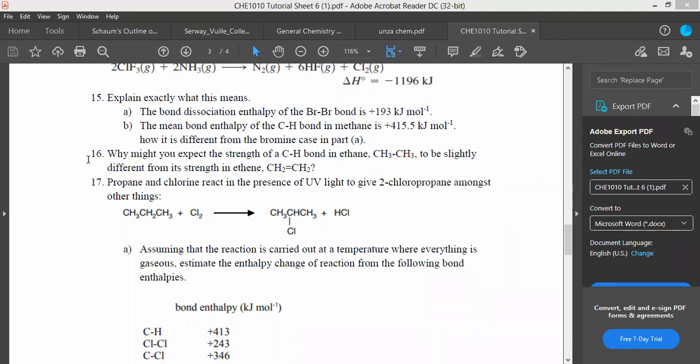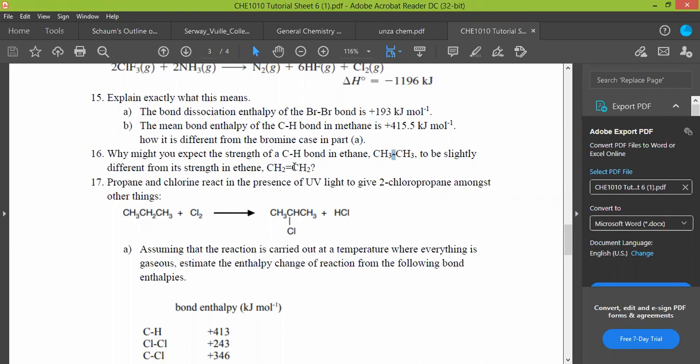Okay, 16. Why might you expect the strength of the CH bond in ethane, which is this molecule, to be slightly different from that strength in ethene, C2H4 here? Okay, there will be a difference because look at this. There is a single bond between the carbon atoms here, the one I've highlighted in blue. That is a single bond.